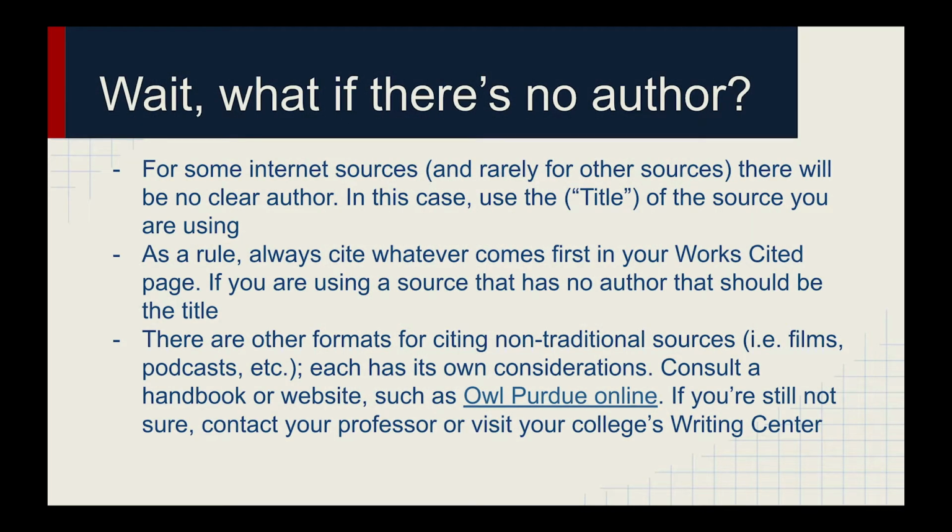But what if there's no author? Well, I'm glad you asked. For some internet sources, and rarely for other sources, there will be no clear author. In this case, use the title of the source you are using. As a rule, always cite whatever comes first in your works cited page. If you're using a source that has no author, that should be the title.